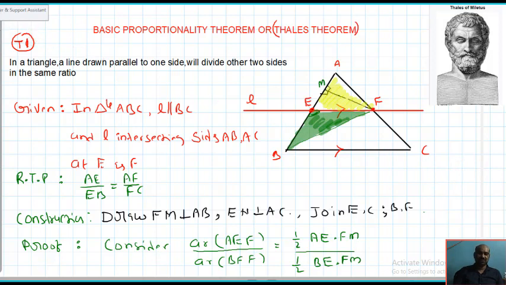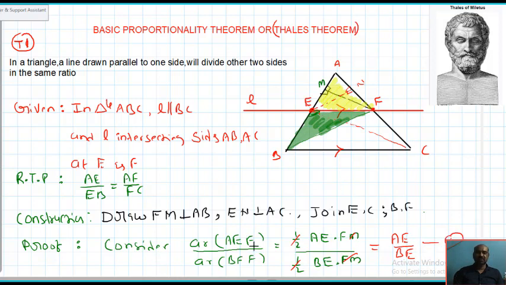Students, observe now. Here half gets cancelled, FM gets cancelled. What did I get? AE by BE. Observation important. Area of this triangle by area of this triangle equal to AE by BE. So what is the next construction? EN perpendicular, we should draw EN. This is EN perpendicular, and EC also should be joined. This is the first result.